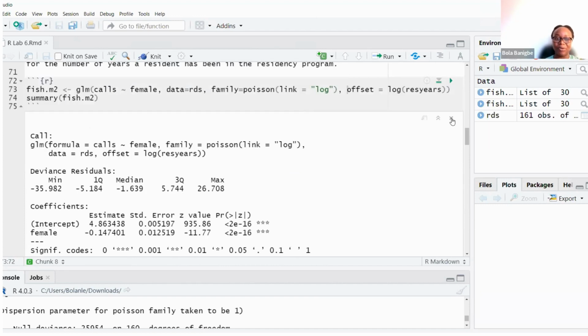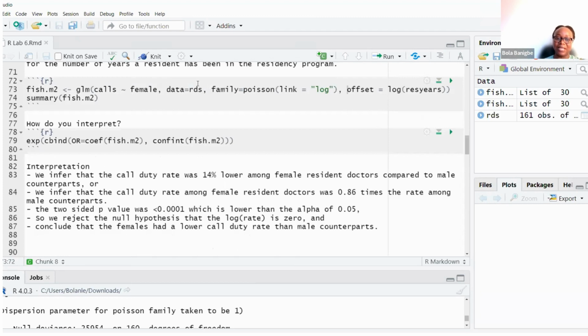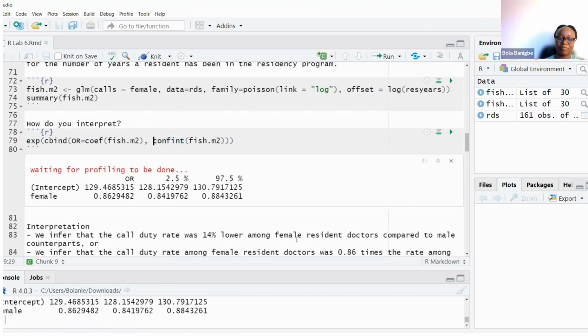Okay, so like we know, the Poisson regression is a log, it's modeling the log of the mean. So for us to be able to interpret it and convert it to regular numbers that everybody understands, we take an exponent, EXP, of the coefficient and of the confidence interval. And we just ask R to bind it into columns. So that's what the cbind is.